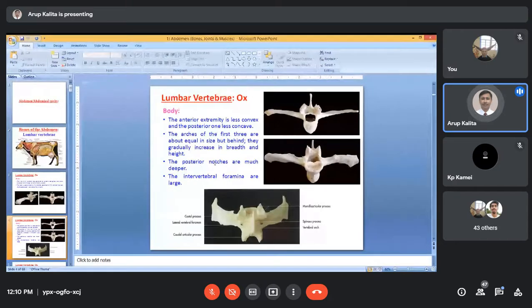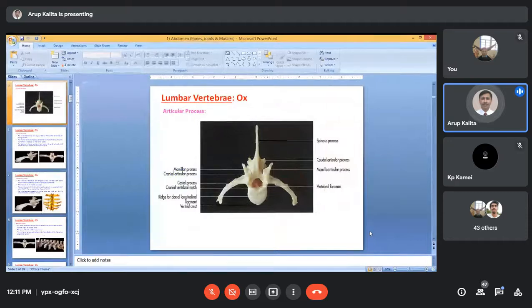The posterior notches are much deeper. Posterior notches means, as we know, the arc has one notch here. The notch is present in this area, and that notch is deeper. The intervertebral foramina are large. This is the intervertebral foramen, and it is large.